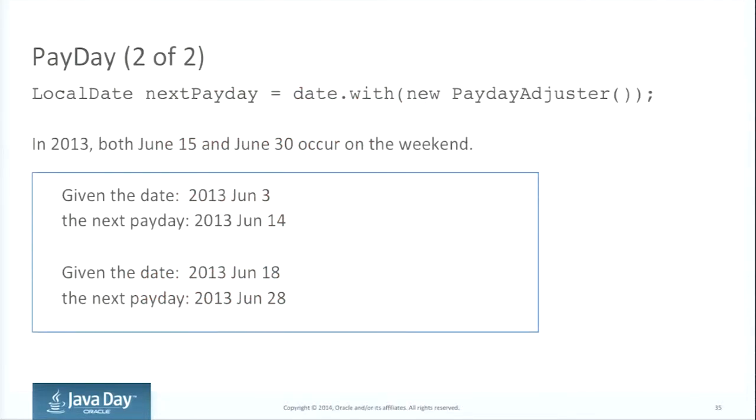Now, how do I call it? PaydayAdjuster, that's my newly created class, and here are two samples of calling the same adjuster. With June 3rd, the payday will be the 14th, and for June 19th it will be June 28th.